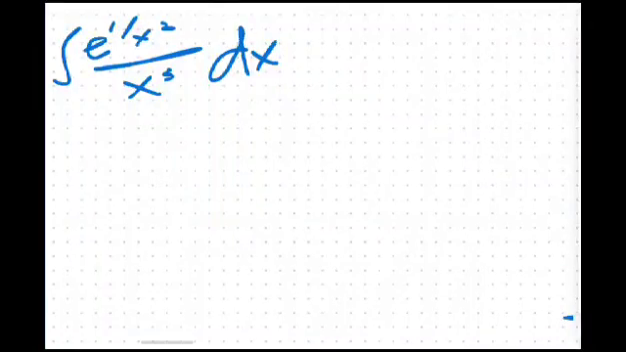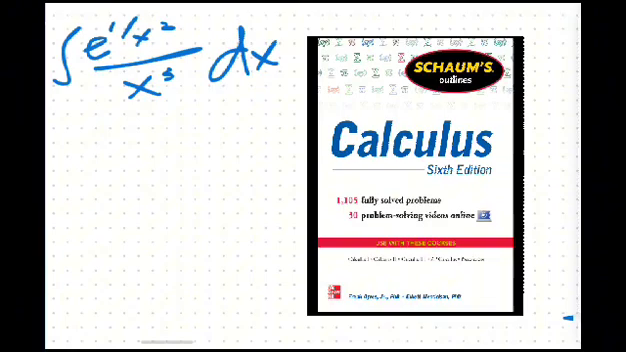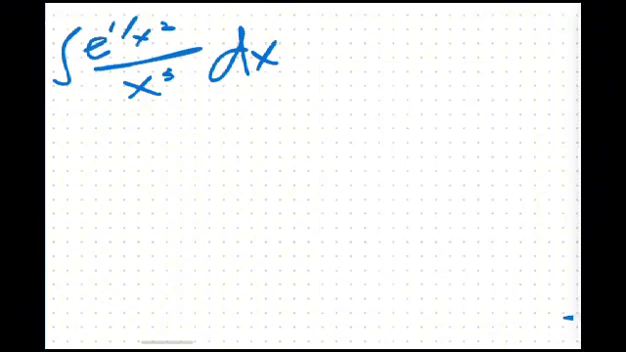So today we have a problem: the integral of e to the power of 1 over x squared, over x cubed, dx. This is from Schaum's outline. Let's solve it. First thing we're going to do here is let u. The one we're going to let u be is 1 over x squared. So u is equal to 1 over x squared.